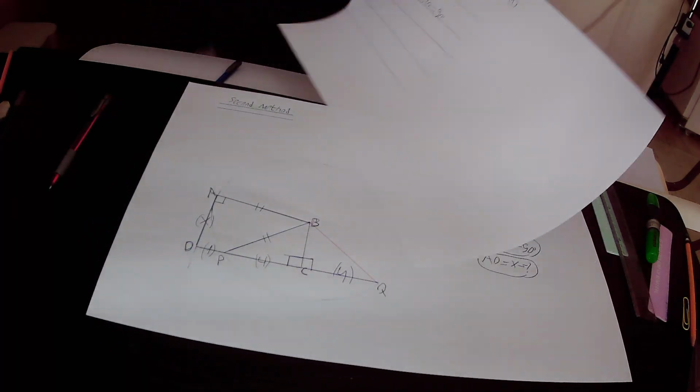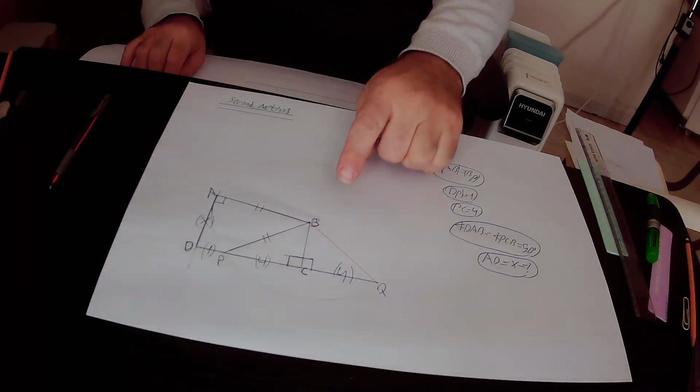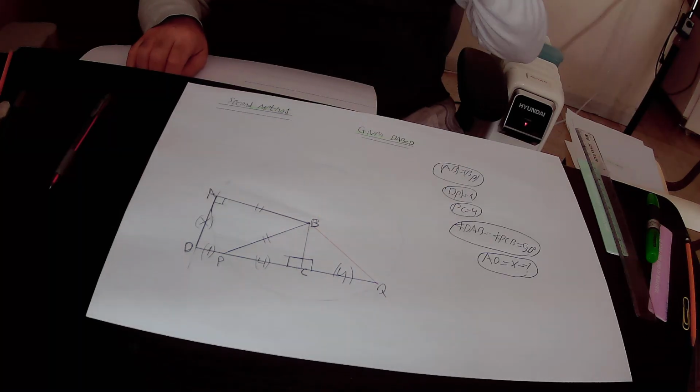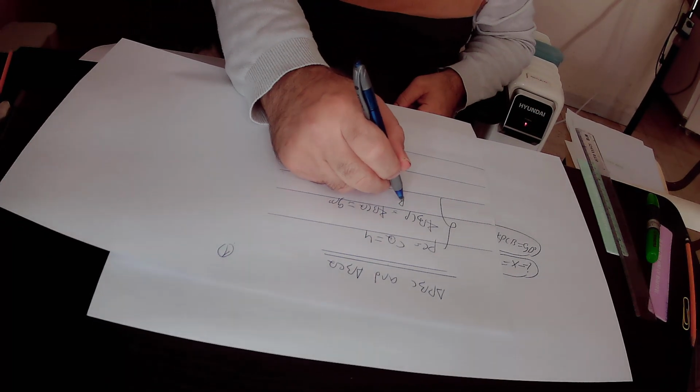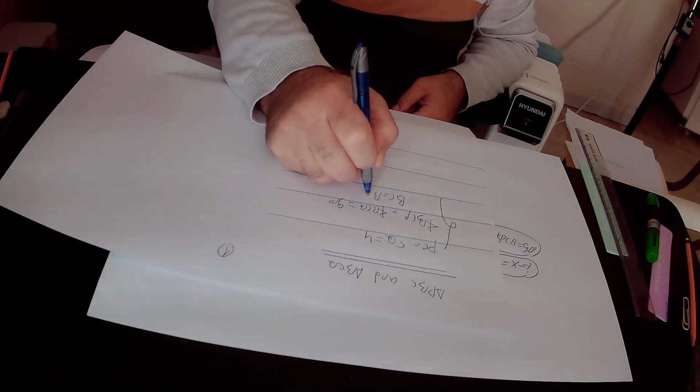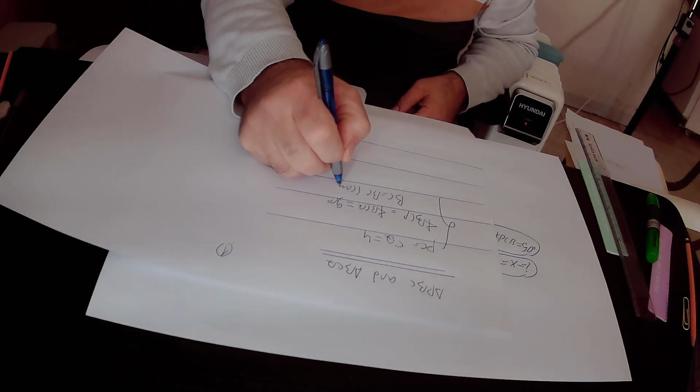And finally, this is side BC. It is a common side that belongs to both triangles. So we can write down that BC equals itself, a common side that belongs to both triangles.